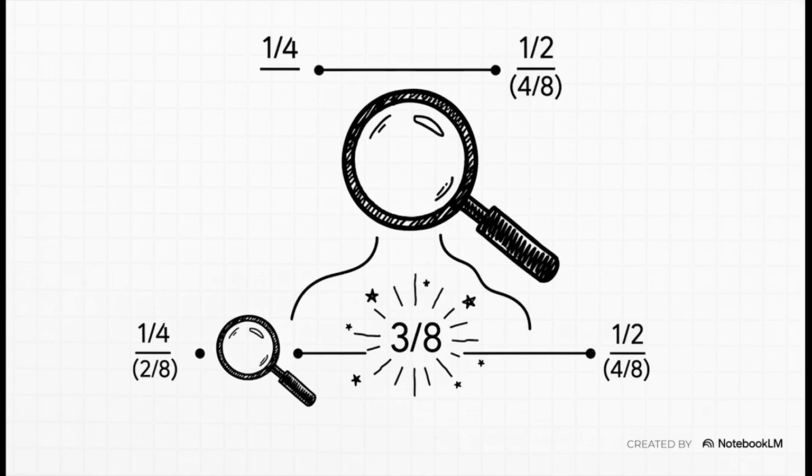Okay, get ready for this because this fact is awesome. Between any two rational numbers you can think of, there are actually an infinite number of other rational numbers. I'm not kidding. It's a never-ending chain of numbers. For example, between 1 by 4 and 1 by 2, you might think there's nothing there. But if we call them 2 by 8 and 4 by 8, you can see 3 by 8 sitting right there in the middle. And you can just keep going forever.